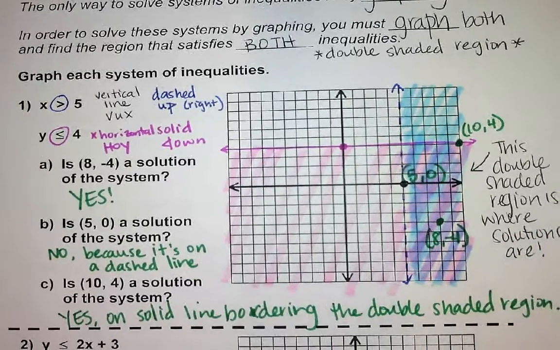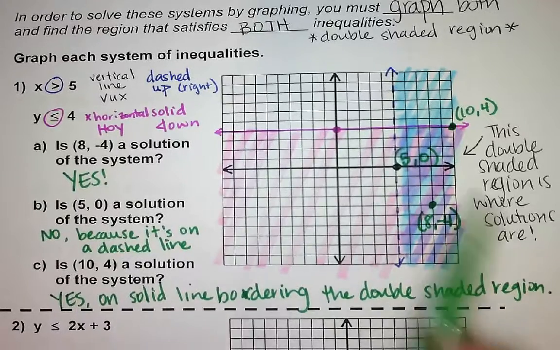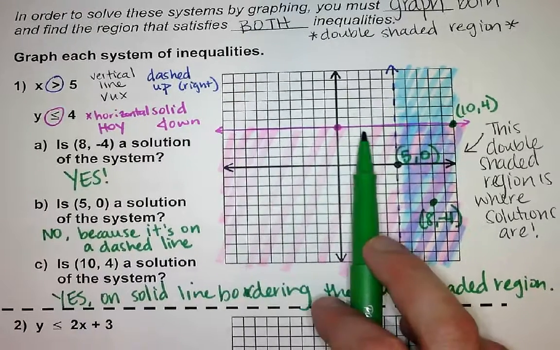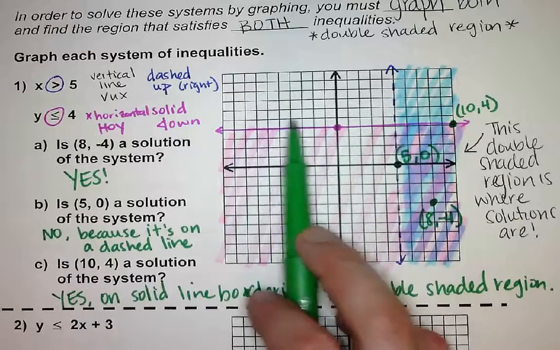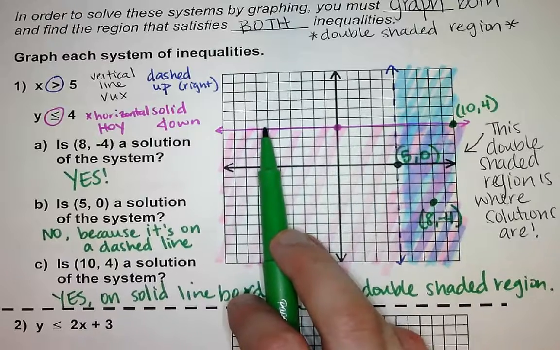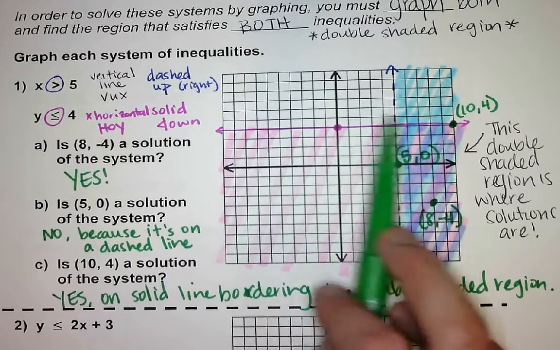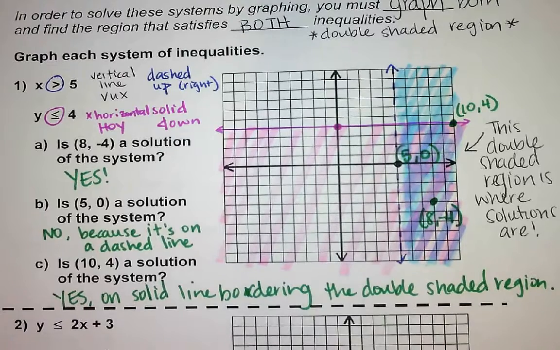All right, guys, are y'all comfortable with that? If we picked any other point over here on this solid line, that would not be a solution because it doesn't border the double shaded region. Only if it's bordering the double shaded region. Are you guys comfortable with that? Awesome. All right, let's take a look at this next one here.